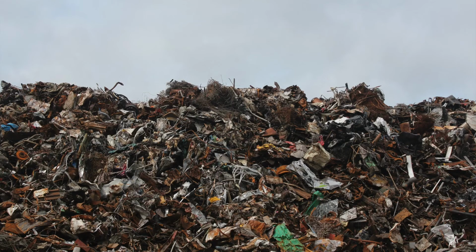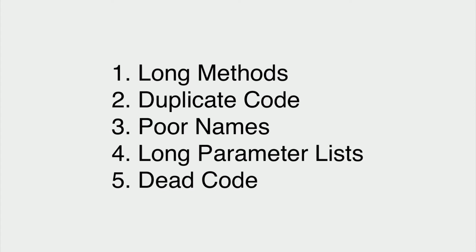Now we need to look for some code that needs to be refactored. The way that we do this is by looking for code smells, things about our code that makes us look at it and go, "P.U." There are lots of different code smells. Some of the easiest to find are long methods, duplicate code, poor names, long parameter lists, and dead code.